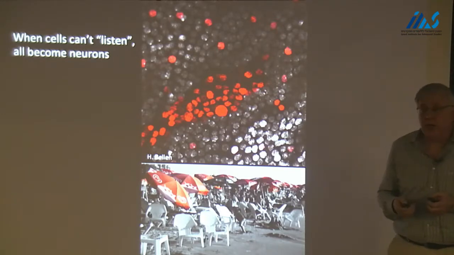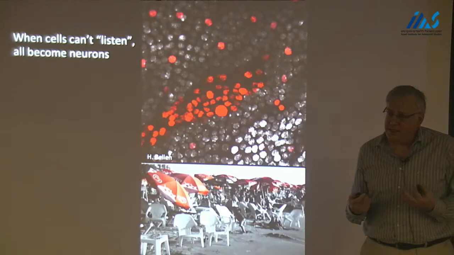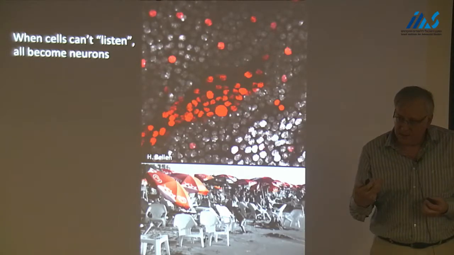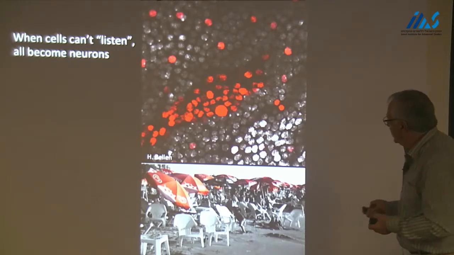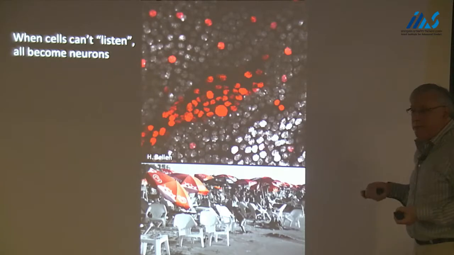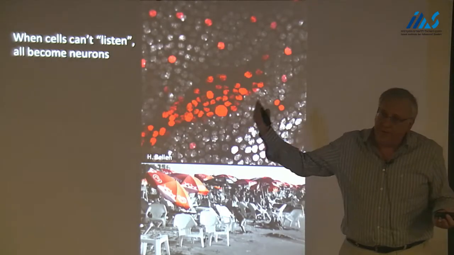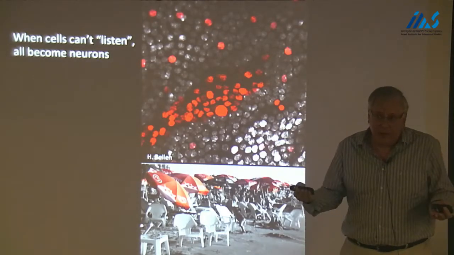Now I mentioned earlier that we can infer the function of genes by their absence. So what happens if we make these cells deaf to their neighbors? They can talk, but they can't listen. This is a phenotype that is common among many people, not just among these cells. So what will happen? All these cells have the capacity to become neurons, right? So if they fail to receive the information from their neighbors, then they will all become neurons in the end.